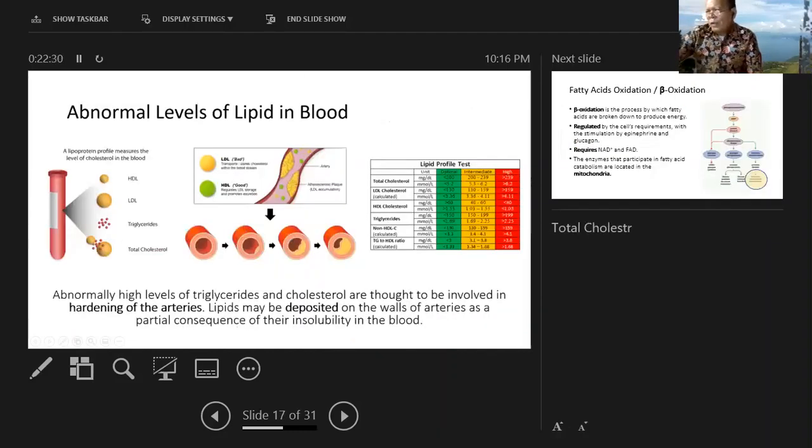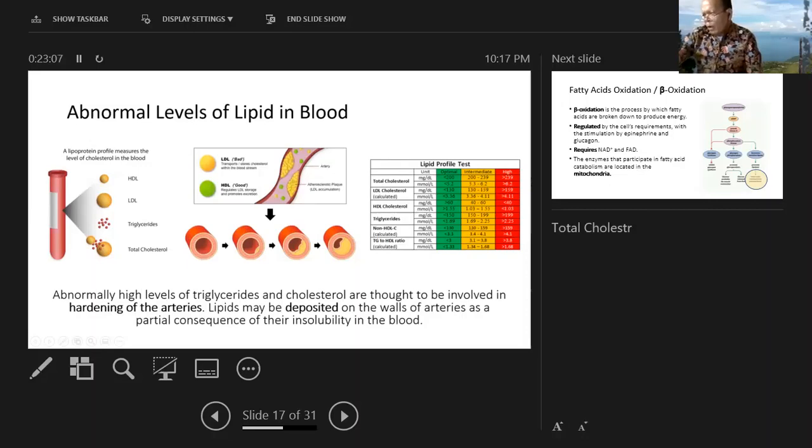Now let's see abnormal levels of lipid in blood. Abnormally high levels of triglyceride and cholesterol are thought to be involved in hardening of the arteries. Lipid may be deposited in the wall of the artery as a partial consequence of their insolubility in the blood. Let's see what happened with this one. This is HDL and this is LDL. This LDL is bad and this HDL is good.